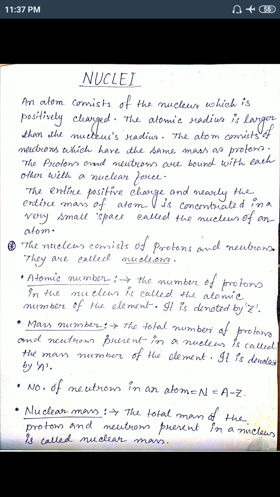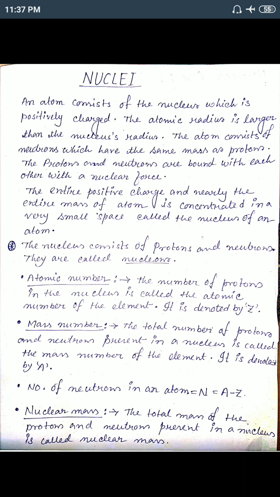So the entire positive charge and nearly the entire mass of an atom is concentrated in a very small space, that is called the nucleus of an atom. So the nucleus is the point where we consider all the mass of an atom is concentrated. The nucleus consists of protons and neutrons. These protons and neutrons together are called nucleons.